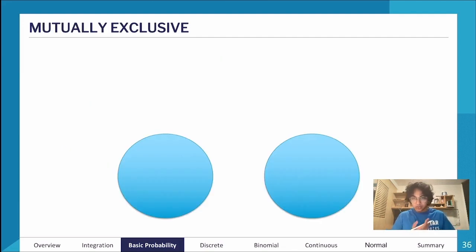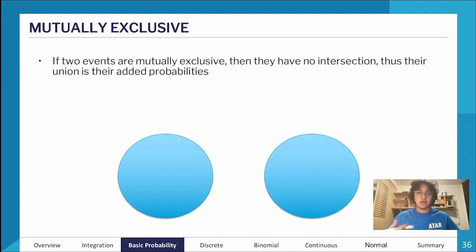Okay, mutually exclusive. This is what it looks like on a Venn diagram. I sort of already mentioned that. Their union is just adding the probability of A and B together.